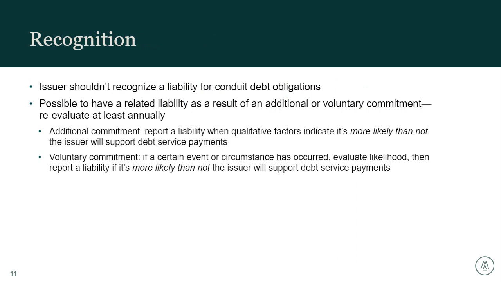So an issuer with a limited commitment shouldn't recognize the conduit debt obligation as a liability. It recognizes nothing when that debt is issued. An issuer should recognize a liability associated with an additional commitment to support debt service payments, and an expense, if qualitative factors indicate that it's more likely than not that the issuer will support one or more debt service payments. Just as a reminder, more likely than not is greater than 50% probability.